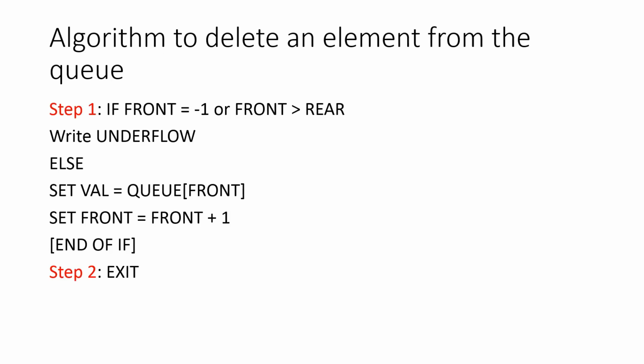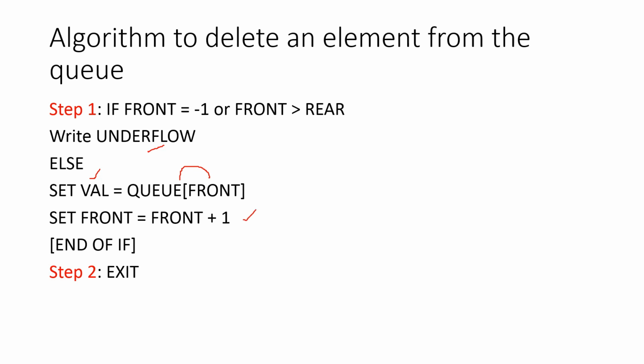Algorithm to delete an element from the queue. If front is equal to -1 or front greater than rear, that is underflow, no element. Front is equal to -1 or front greater than rear means underflow, that is, nothing is there to delete. Else, set val is equal to q of front, front is equal to front plus 1. That is, the element which was at the starting is stored in val, the value, and then front is shifted to front plus 1.